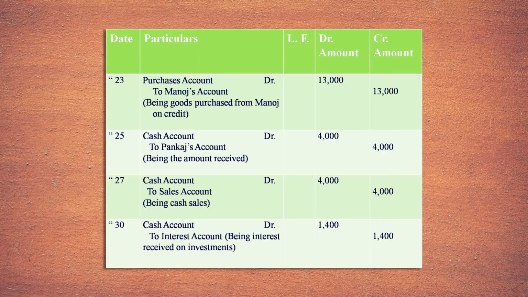Cash is an asset for the business, therefore the rule of real accounts must be applied. As per the rule of the real account, debit what comes in. Here cash is coming in, so the cash account will be debited, and interest on investment is an income for the business, therefore the interest on investment account will be credited. So the final transaction would be cash account debit to interest on investment, 1,400.